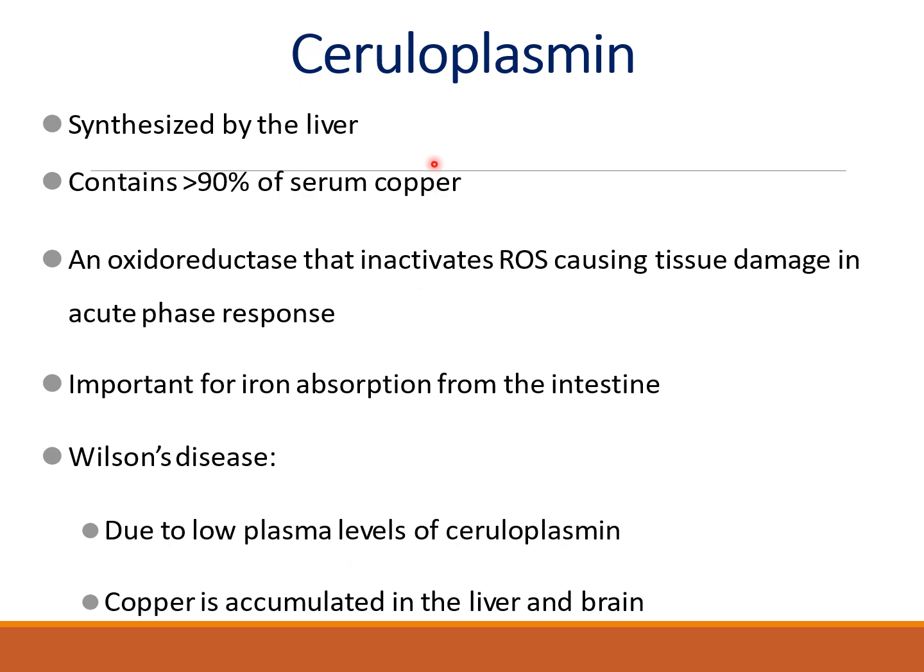So ceruloplasmin is synthesized by the liver. It contains greater than 90% of serum copper and is an oxidoreductase that inactivates ROS, reactive oxygen species, causing tissue damage in the acute phase response, and it is very important for iron absorption from the intestine. So it may cause Wilson disease. Due to low plasma levels of ceruloplasmin, copper is accumulated in the liver and brain.